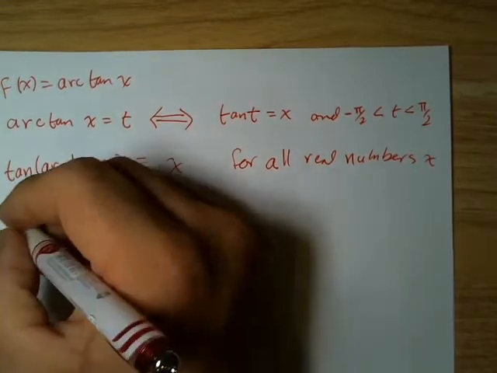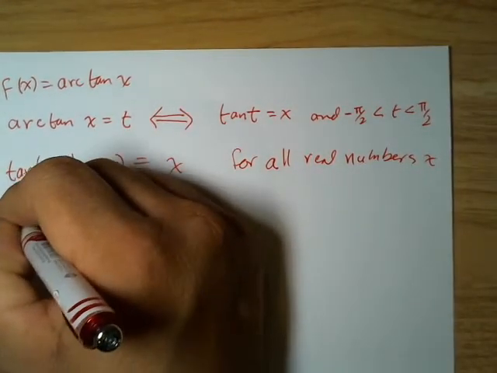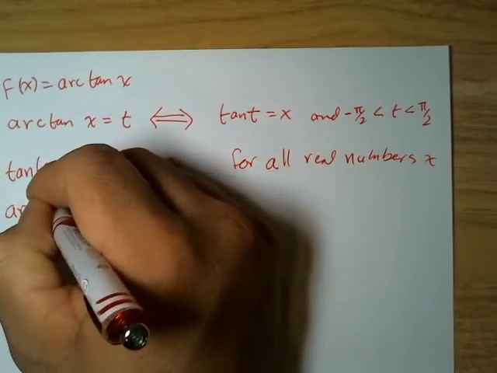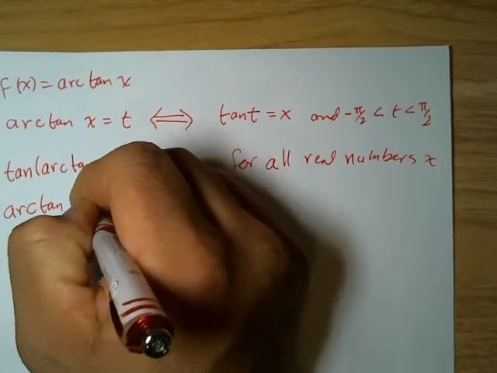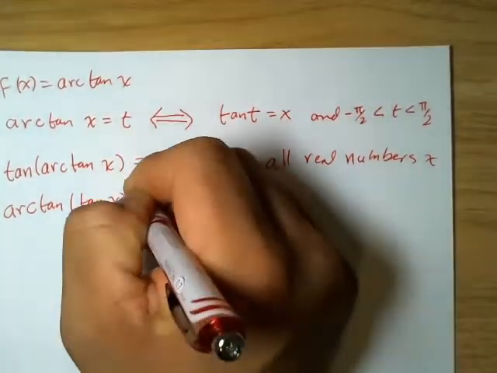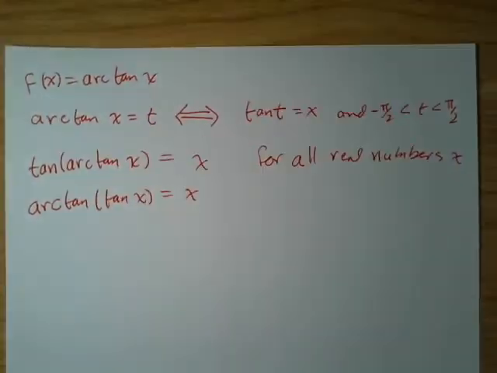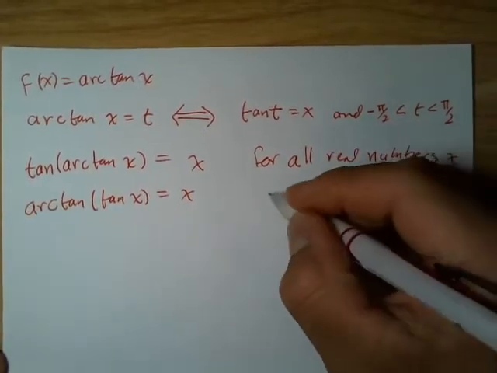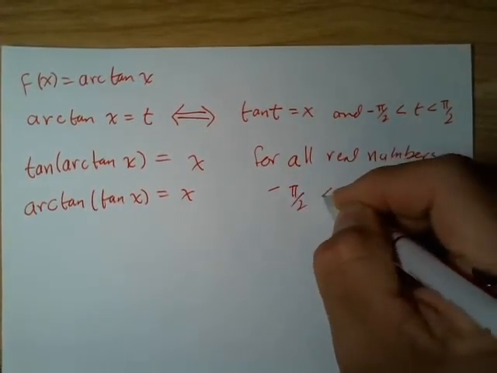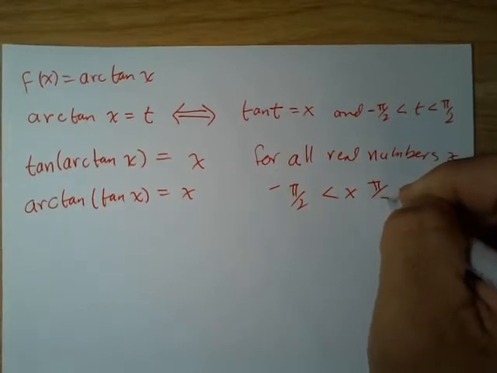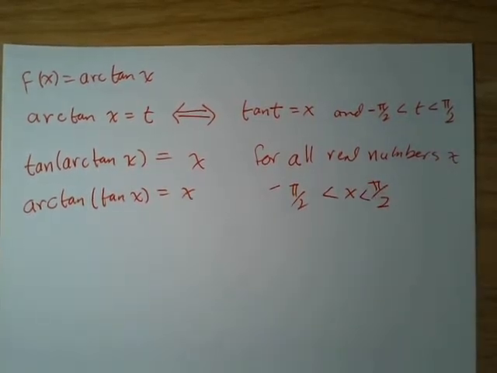All right, and the other way around, arctangent of tangent of x would be equal to x, as long as that x is strictly between negative pi/2 and pi/2.